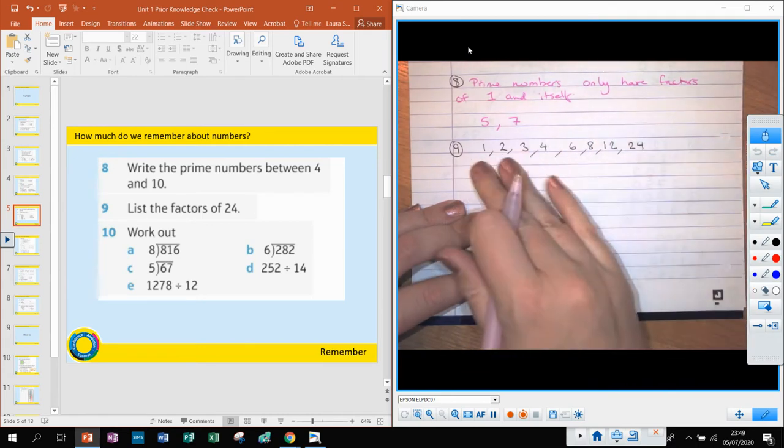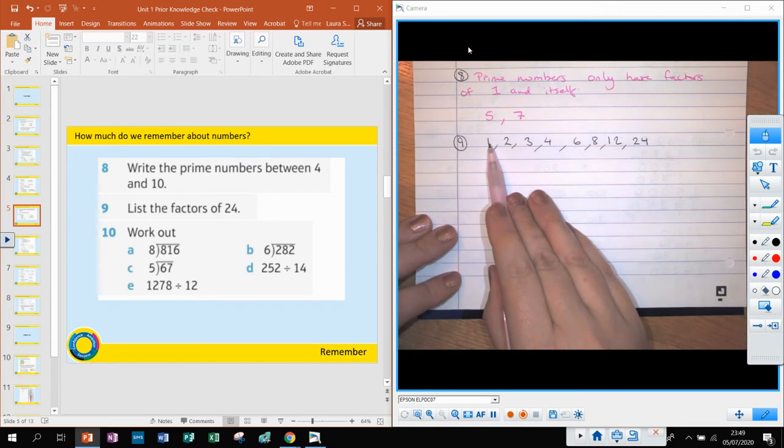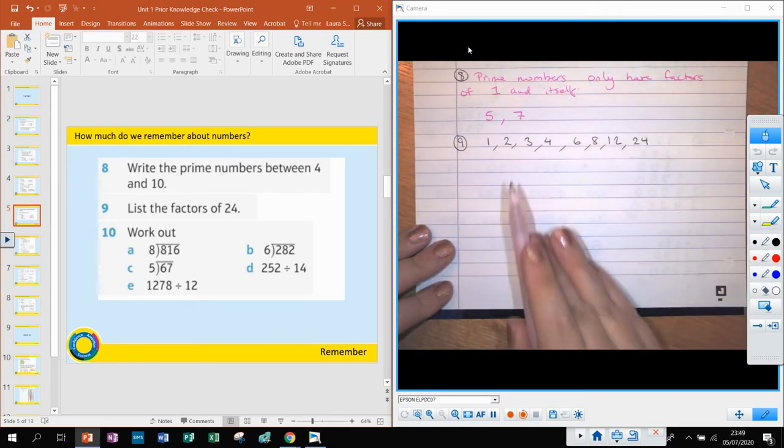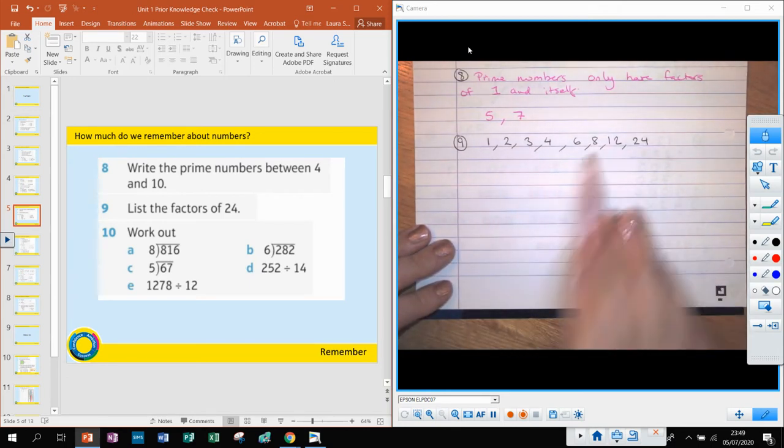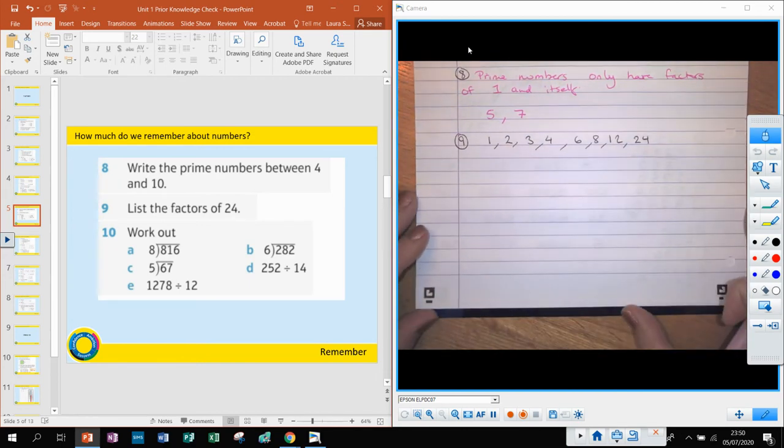But notice I gave myself space because I didn't know how many of these there would be, how many factors, okay? So it works because 1 times 24 works, 2 times 12 is 24, 3 times 8 is 24, and 4 times 6 is 24. I now have all of my factors.